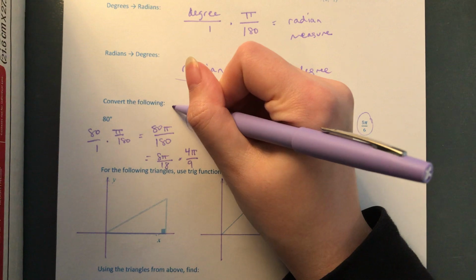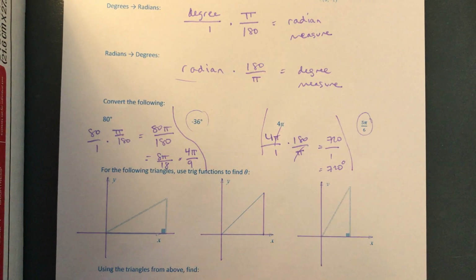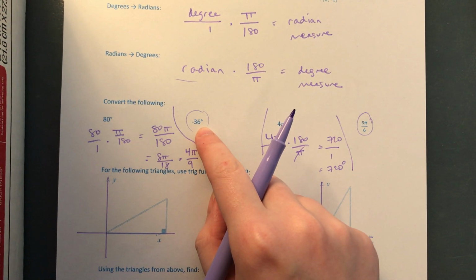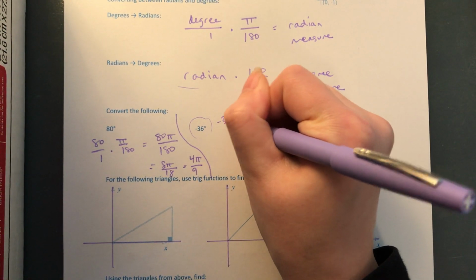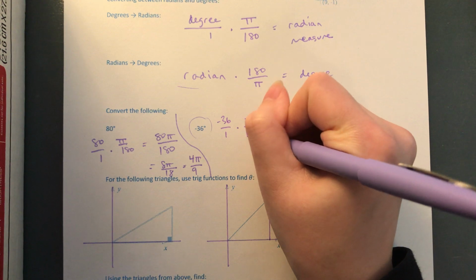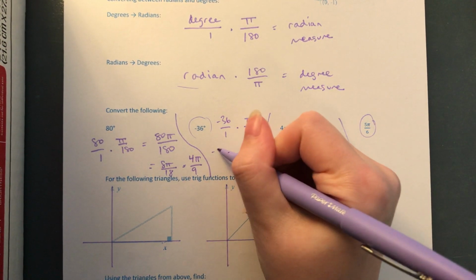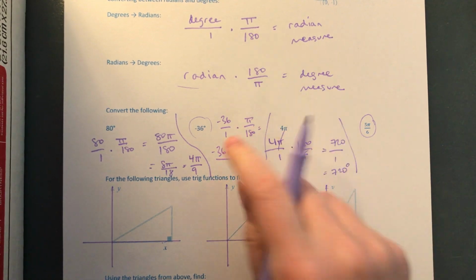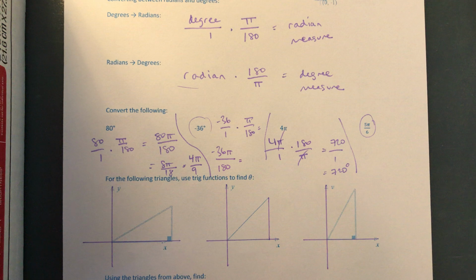All right, so hopefully you guys tried those. I'm going to put some lines so you guys know which problem goes with which. So let's try changing negative 36 degrees to a radian value. You take your degree over 1, negative 36 over 1, times pi over 180. And then we just multiply across. Negative 36 times pi is negative 36 pi. 1 times 180 is 180.